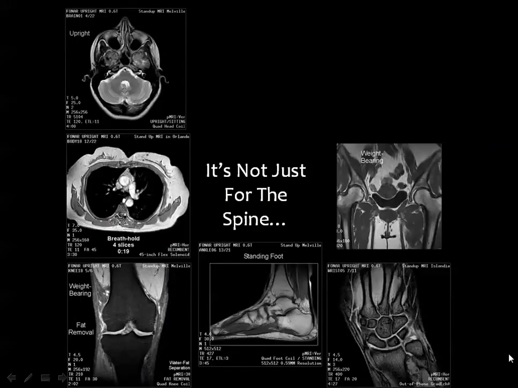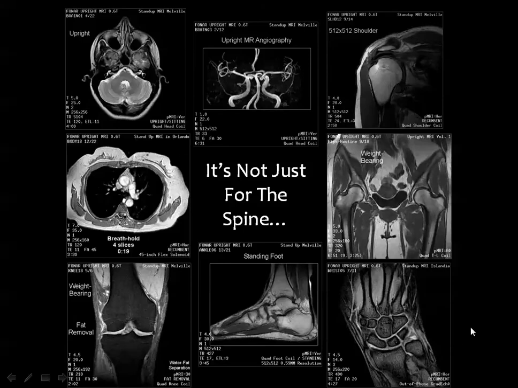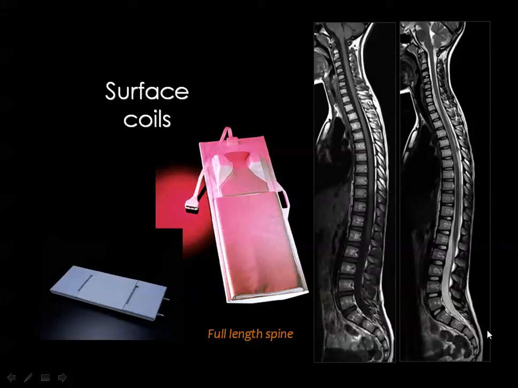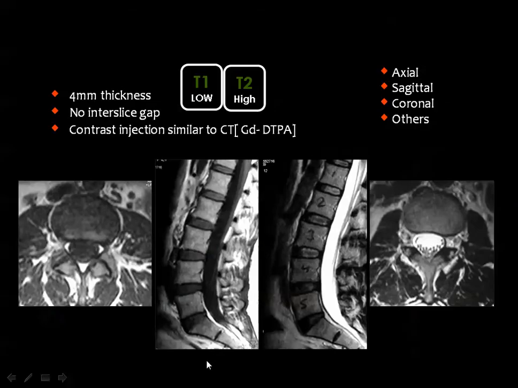This machine, as I have said before, is no longer just for the spine, but it can examine all parts of the body using the different surface coils. And in order to examine the spine, you should use the surface coil. The best surface coil should be close to the spine and does not move with respiration. So the surface coils for the spine are like this, where the patient lies on his back and the coil is very close to the spine and does not move with respiration.